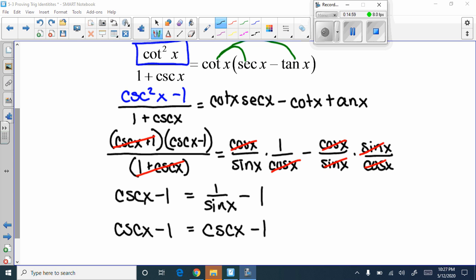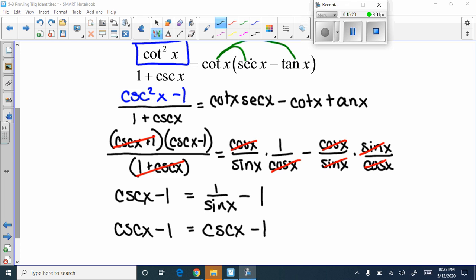All right, the approach that I took to this problem, and you did not have to do the same thing. First of all, I took the cotangent squared x. I rewrote that as cosecant squared x minus 1. I worked from the right-hand side, and I multiplied out the cotangent of x. And then I did some simplifying from there.